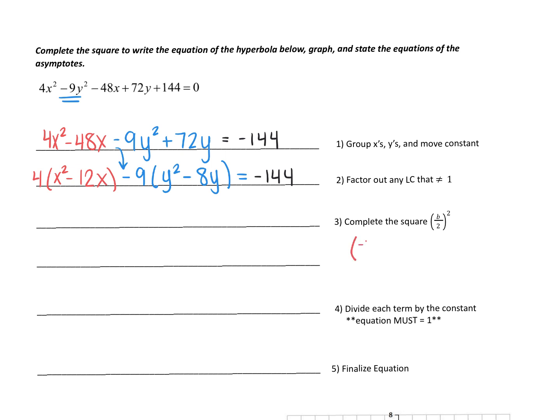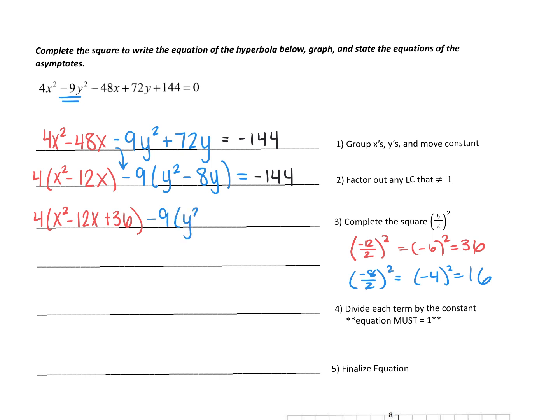Same thing as before, we're going to complete the square. So the b value is negative 12 divided by 2, squared. So that's negative 6 squared, which is 36. And then on the other side, we're going to take the negative 8 divided by 2 and square it. So negative 4 squared is 16. So we're going to add those to the respective x values and y values. So here we're going to add 36. And here for the y's, we're going to add 16.